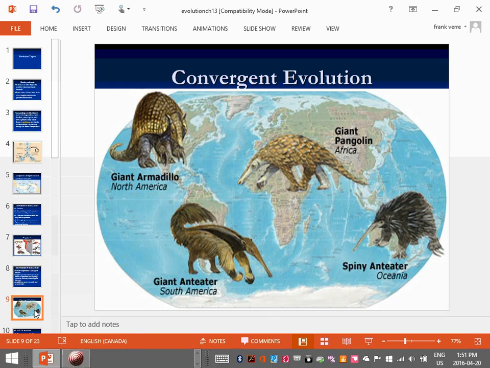Common ancestor. So there's two reasons why things look like each other. Either it's because of common ancestor, or it's because they evolved to look like each other, and that's what convergent evolution means.